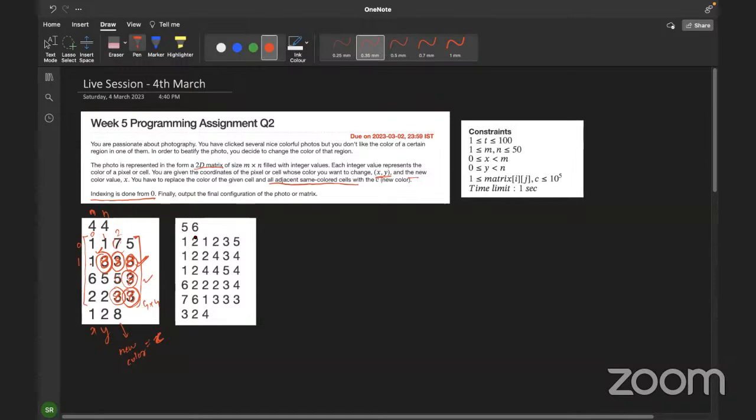So this is the main part. This is the explanation for the question. And if you want to consider one more example, I'll take this also. You're given M and N, 5 and 6. This is the matrix.